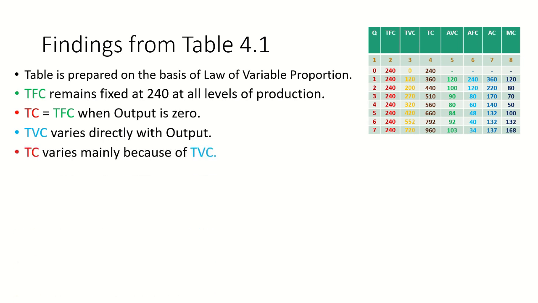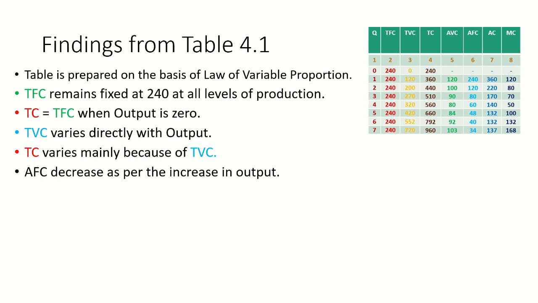Next, in the short run, as we already studied, the total cost varies mainly because of the total variable cost, because the TFC is always fixed, and the only changing cost here is the total variable cost. So TC varies mainly because of the TVC.